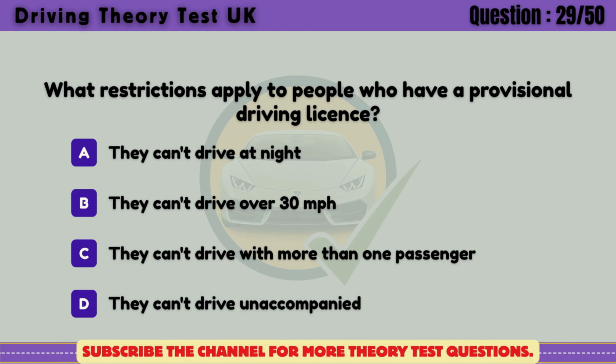Question 29. What restrictions apply to people who have a provisional driving license? Option A. They can't drive at night. B. They can't drive over 30 miles per hour. C. They can't drive with more than one passenger. D. They can't drive unaccompanied.